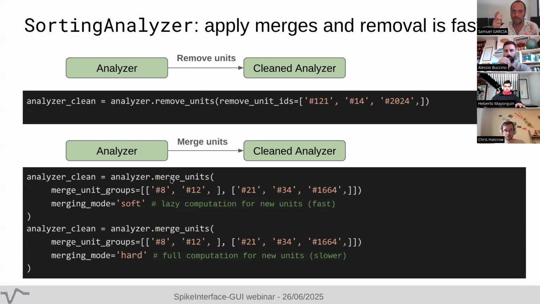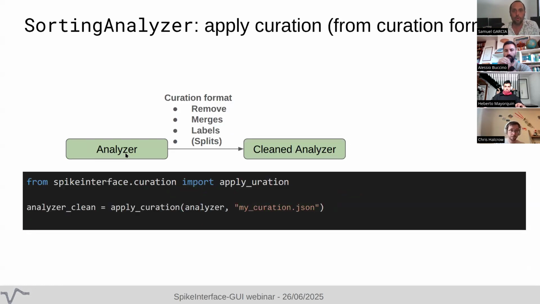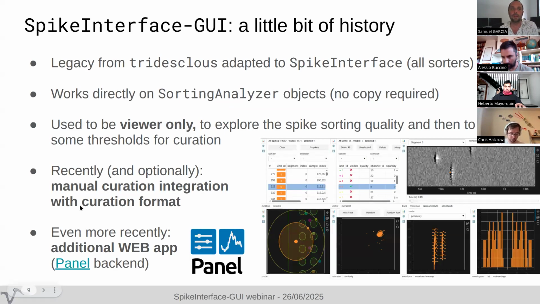And if you combine these two things, which is remove and merge, it's more or less what we do with the format. In short, you have a curation format, which is a list of removes, merges, labels. We are working on splitting, which is not done yet. You have the format I presented here. You store it in a JSON, which is a dictionary, and you apply it, and you obtain a clean analyzer.